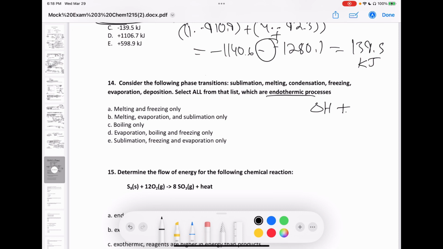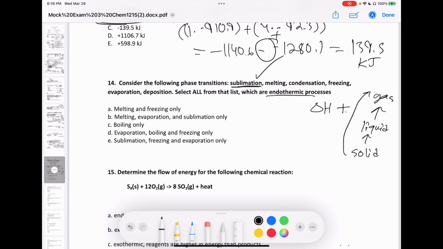You need to heat it to melt it, and you need to heat water to vaporize it to turn it into water vapor. So melting, or okay, let's look at sublimation first. Sublimation is going straight from solid to gas, right? If we're going up the chain from solid to liquid to gas, and we're going straight to gas, that means it absorbed heat. So sublimation is for sure one of the ones that we want.